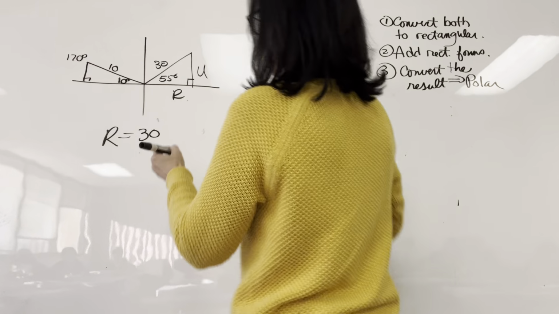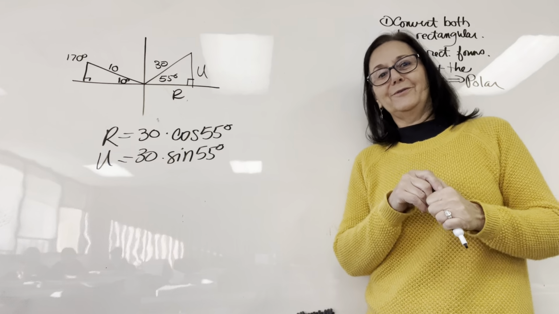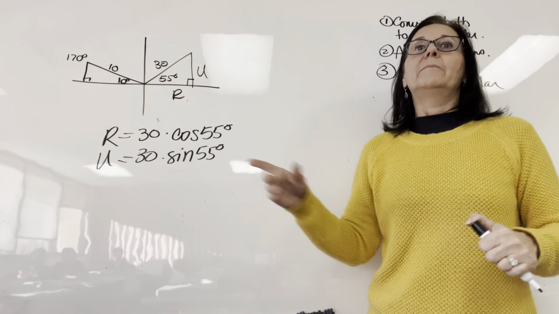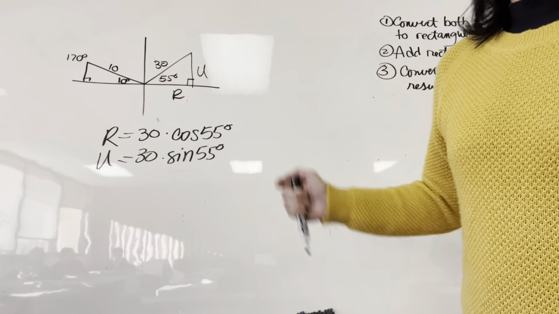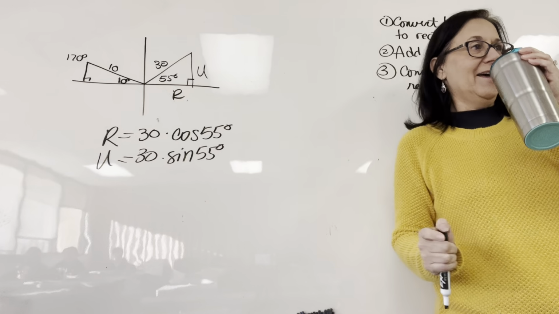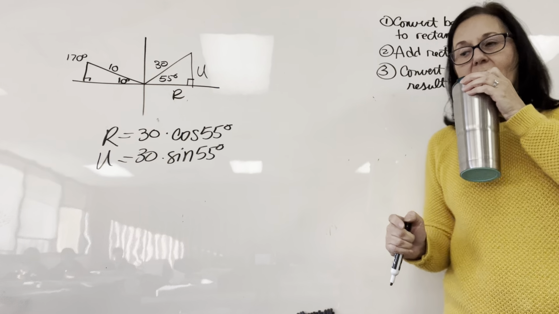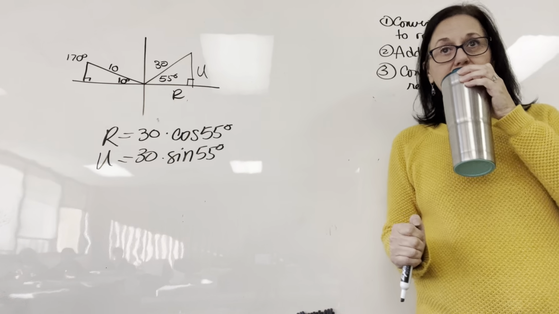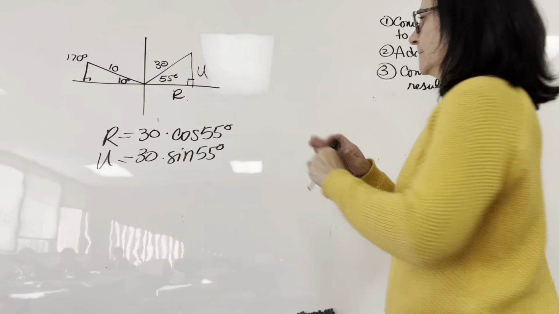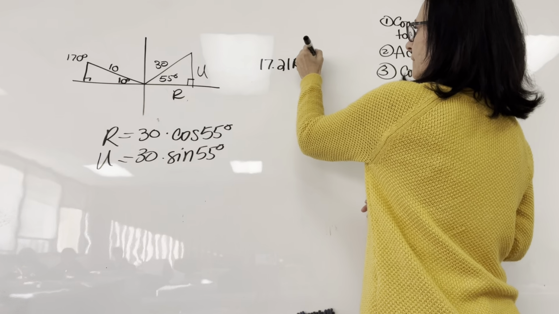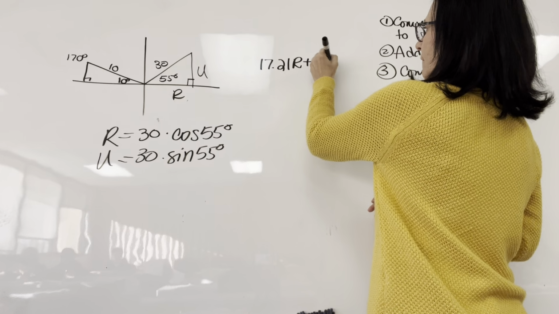All right, you do the first one. You do R. Evie, you do U. But for your calculator problems, let's do the value for U. R would be 17.21. And U would be 24.574.